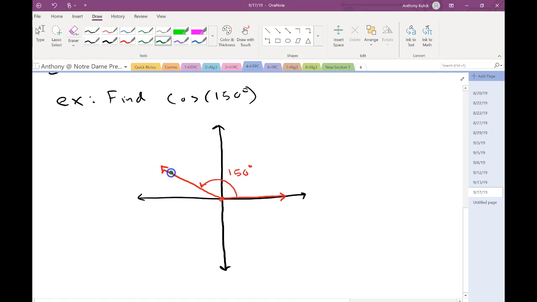So if I pick a point P here on the terminal side of my angle, and I drop a perpendicular from P back down to the positive x-axis, and when we draw those, we always draw back down to the positive side of the x-axis, I created a right triangle.